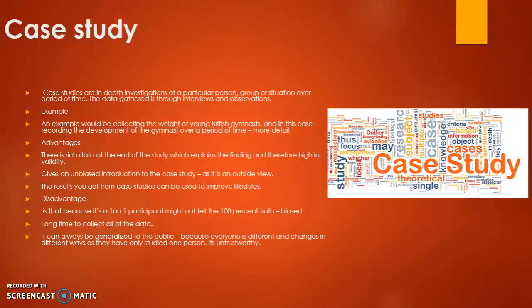The advantages with case studies is that there is rich data at the end of the study, which explains the findings, and therefore it is high in validity. Also, it gives an unbiased introduction to the case study, as it is an outside view. The results you get from the case studies can be used to improve lifestyles.